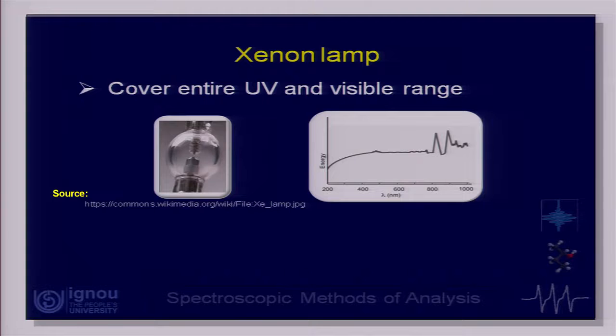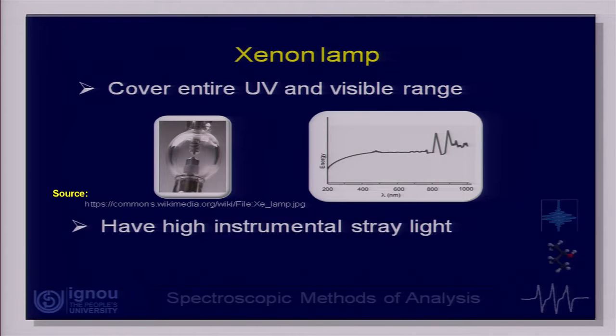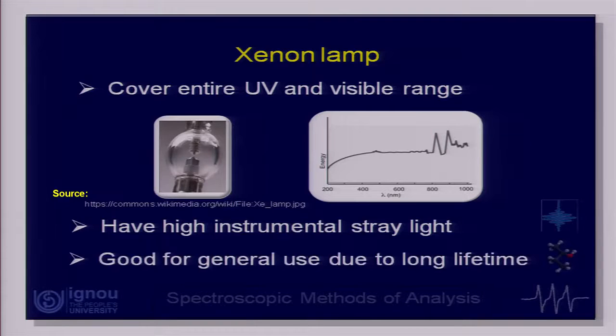However, the problem with this lamp is that there is a lot of stray light in this case. That actually hampers the outcome of the measurement. Though it gives me instrumental stray light, it can still be used because it has a very long lifetime. So, we essentially have to balance between the quality of the spectrum I get and the life of the lamp.